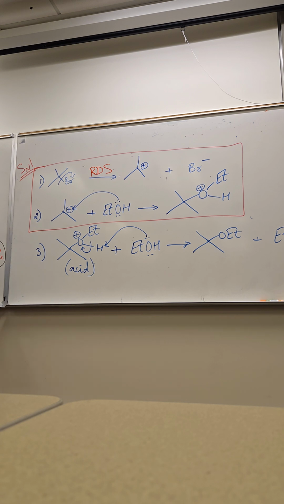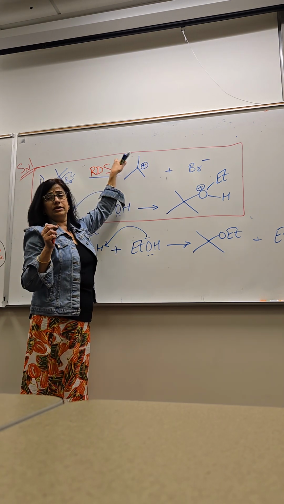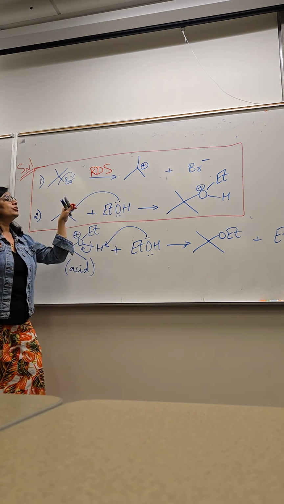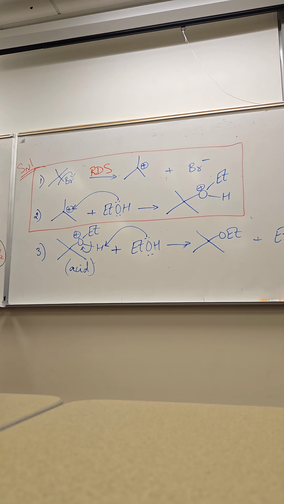So SN1 reaction, SN1 mechanism goes through 2 steps. The first step is to make the carbocation. This is the rate determining step. The second step is where the nucleophile attacks the carbocation and gives us whatever it gives us based on what you're using. Everybody with me?